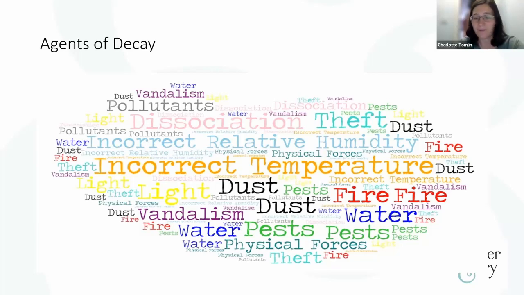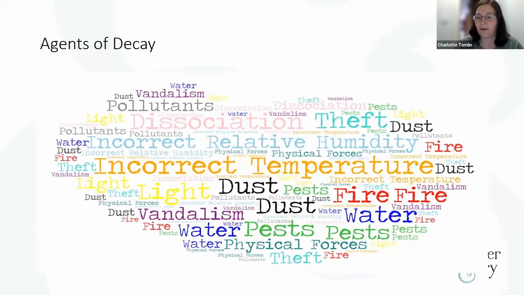So we're going to talk about incorrect temperature and relative humidity and light, but there's also things like dust, pests, fire, water, vandalism, theft, pollutants, dissociation. I think pretty much most of them are pretty obvious. Dissociation is where an object loses its identity because of loss of information. So you don't know why something is important or why you've got it, which can be a not thought about deterioration value of an object. But I think most of the others are pretty self-explanatory.